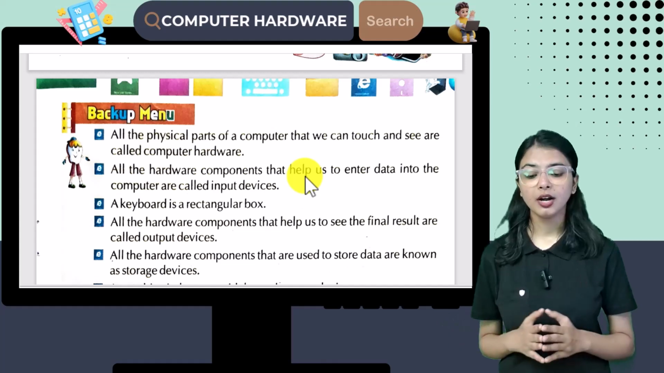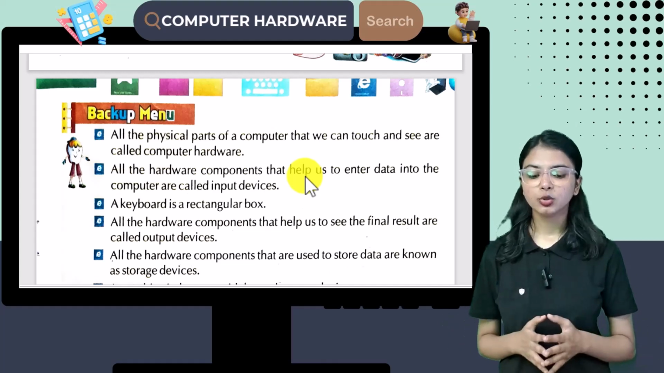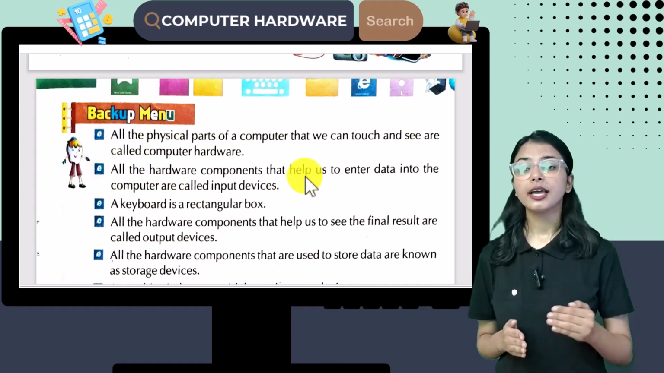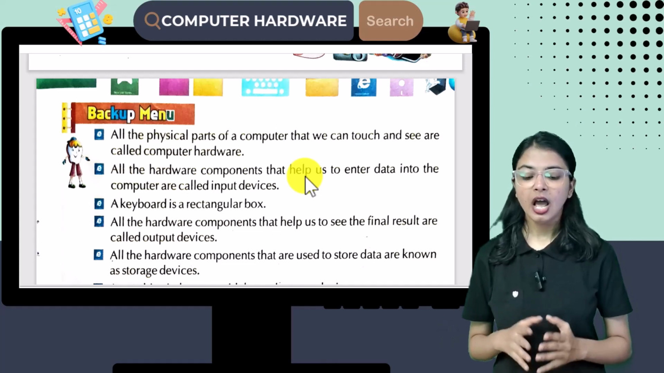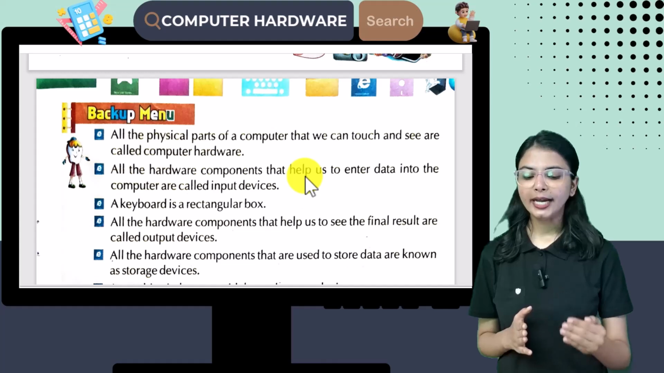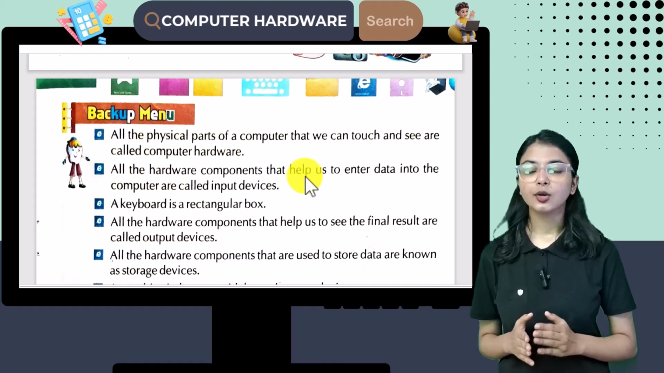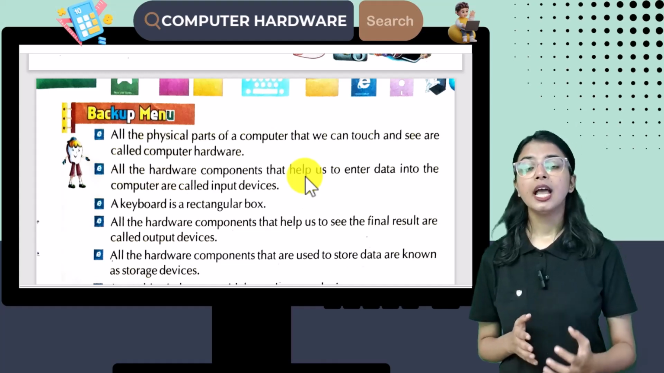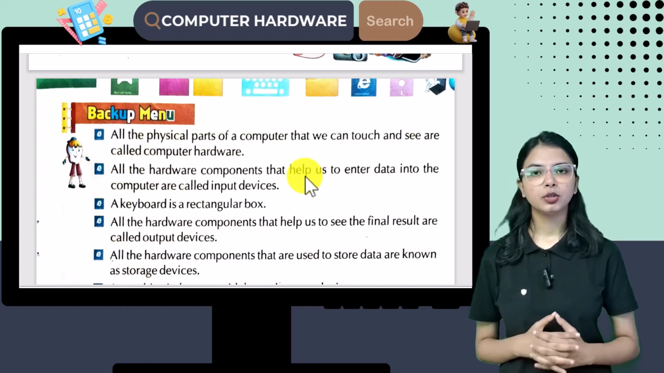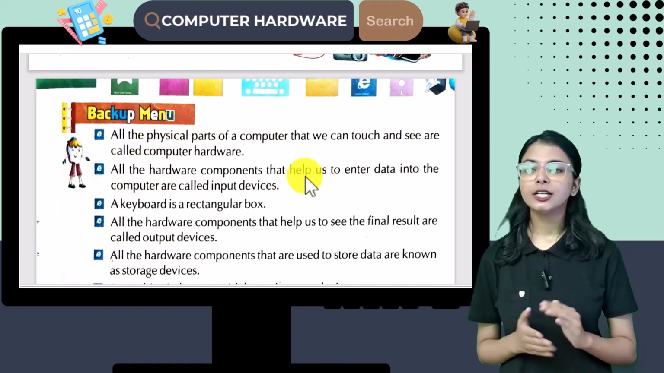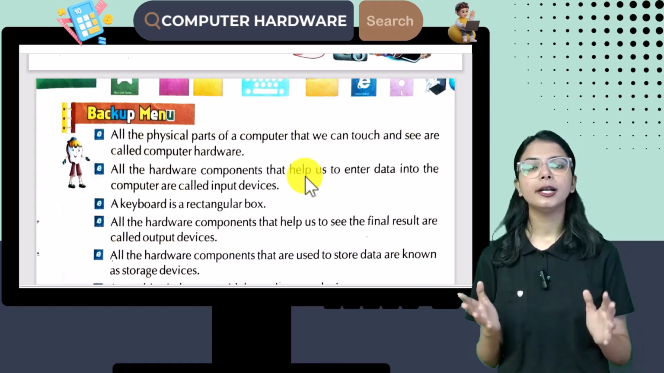called computer hardware. जितने भी physical parts होते हैं कंप्यूटर में जिन्हें हम टच कर सकते हैं, देख सकते हैं, वो क्या कहलाते हैं? computer hardware. All the hardware components that help us to enter data into the computer are called input devices. जितने भी हार्डवेयर कंपोनेंट्स हैं जो कि हमें कंप्यूटर में डेटा एंटर करने में हेल्प करते हैं, वो कौन से डिवाइसेस कहलाते हैं? दे आर कॉल्ड इनपुट डिवाइसेस.